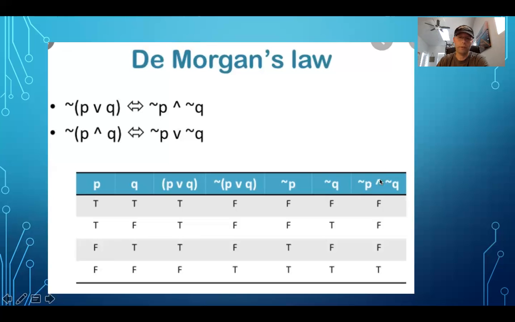But now if you look at this, false, false, false, true. And over here, false, false, false, true. We have matching columns here and here. That means the column headings are logically equivalent. And this actually is a proof for De Morgan's law, at least the first part of it. And we could do the second part just as easily, but I'll leave that for you. Very, very useful and interesting.